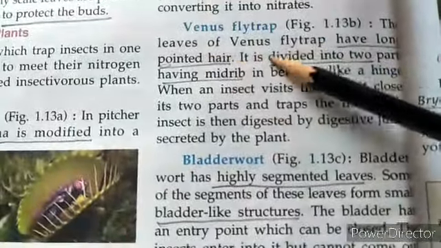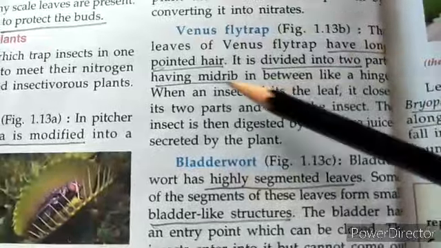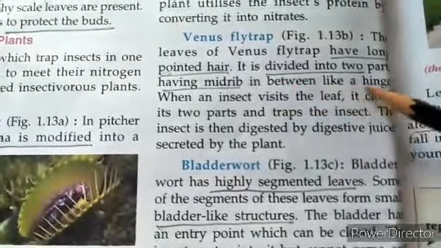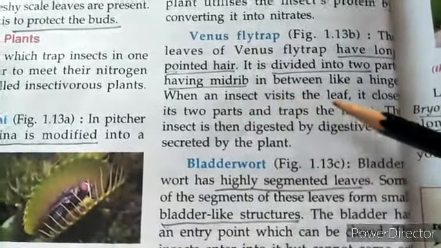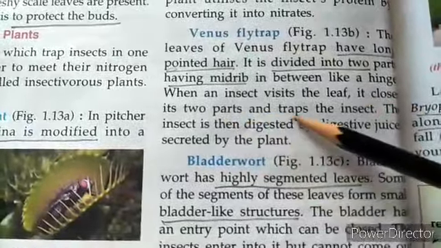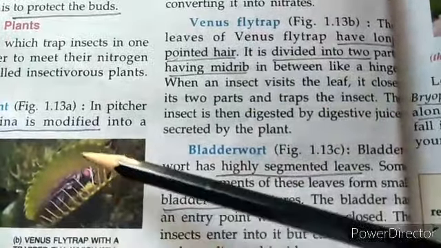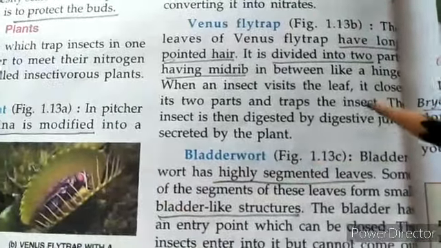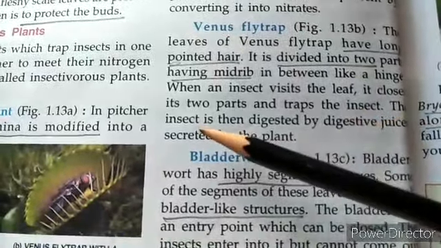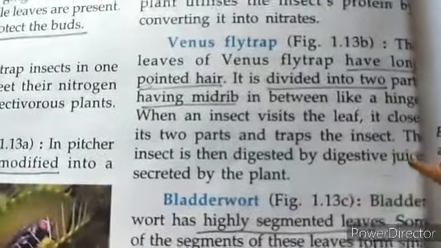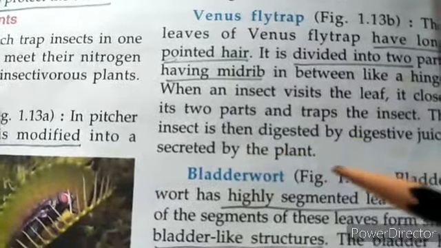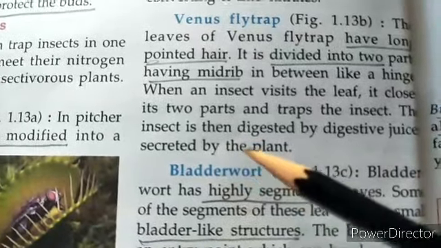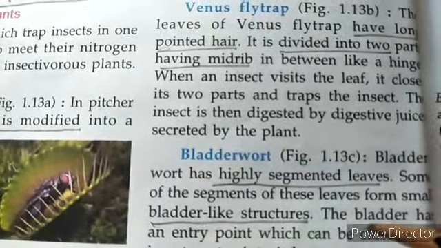The leaves of Venus flytrap have long pointed hair. It is divided into two parts having midrib in between like a hinge. When an insect visits the leaf, it closes its two parts and traps the insect. So these two parts will close and the insect in between gets trapped. The insect is then digested by the digestive juices secreted by the plant. So once the insect is trapped, digestive juices will be secreted and the insect will be digested and the necessary nitrates will be absorbed by the plant.